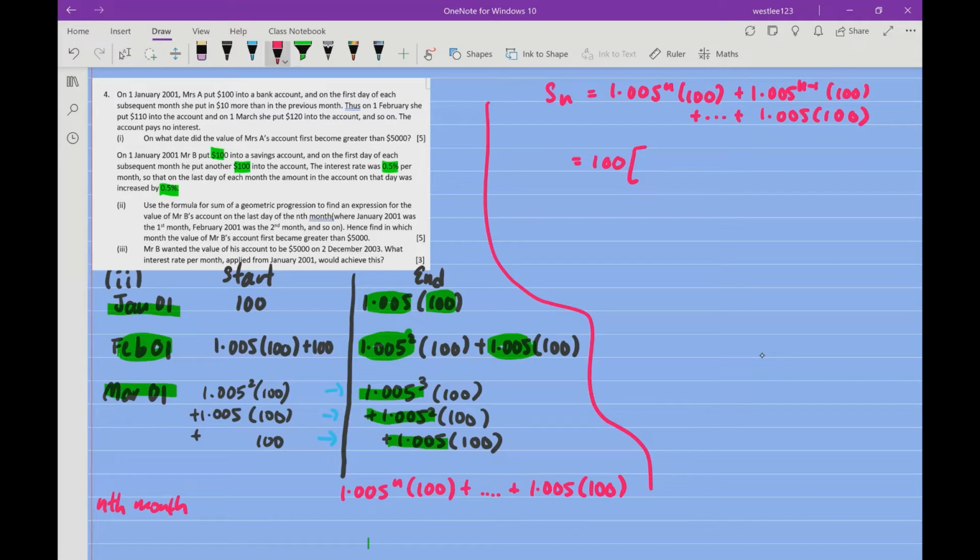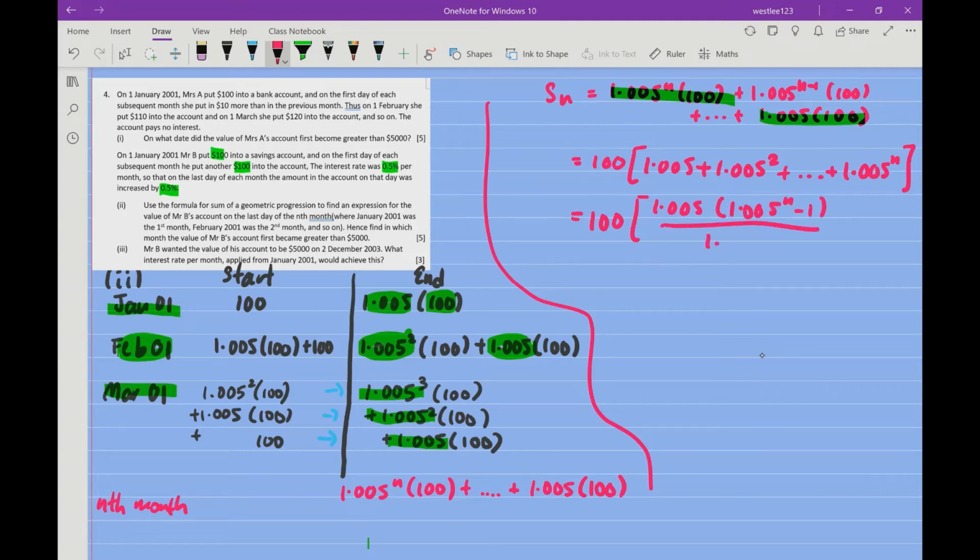It's easier for you to see. So I will write this as my first term, and I will write this as my last term. So 1.005 plus 1.005 squared plus dot dot dot plus 1.005^n. So this is the sum of GP whose first term is 1.005. This is a(r^n minus 1) over r minus 1.